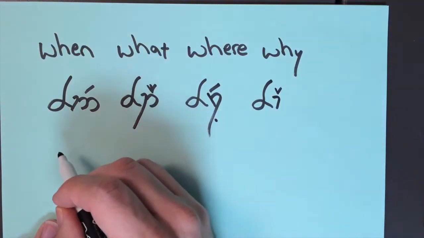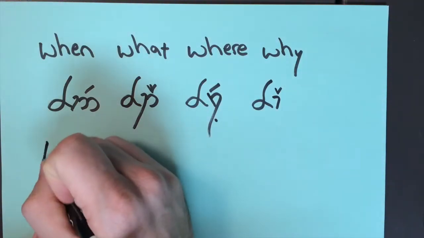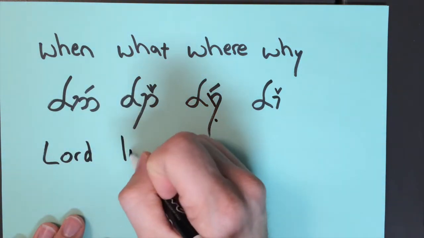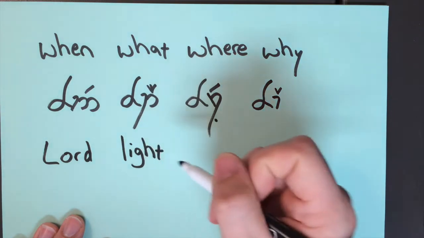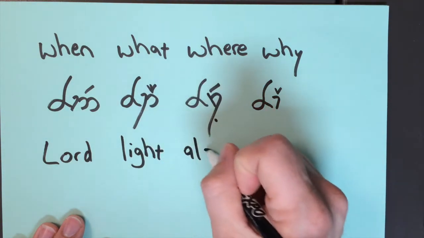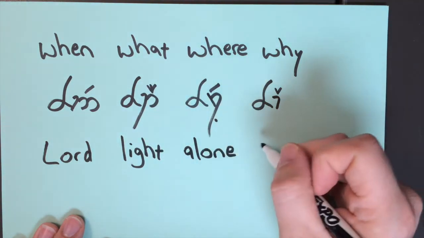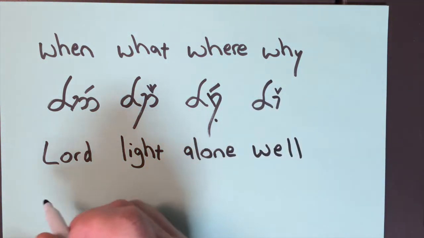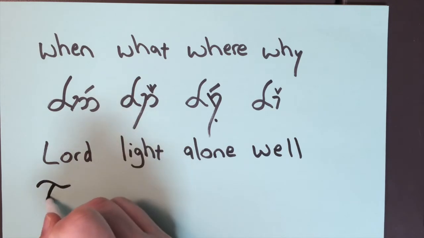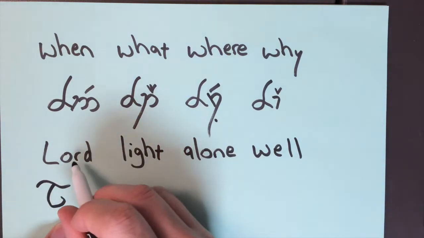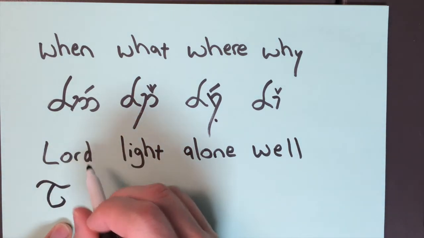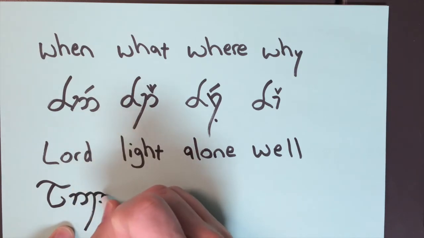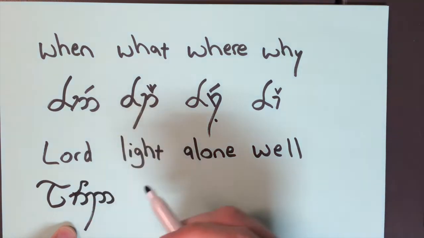Let's look at some L words. So let's look at Lord, Light, Alone, and Well. Alright, for Lord, let's make our L like that. Because the R comes before a consonant, we're going to use this one. And then draw our D out, put the O on.